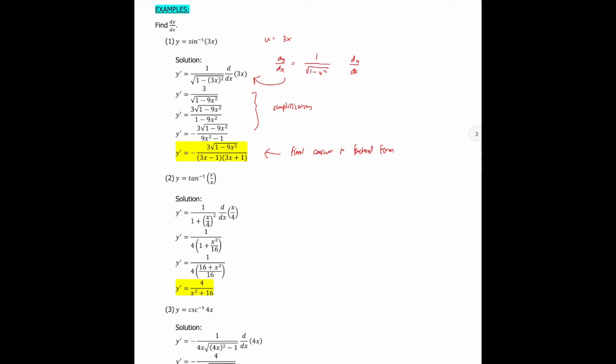Second example, we have arctangent. So atong u this time is equal to x over 4. So kung i-derive nato siya, mahimo na siyang ang d over dx niya is kanang quotient rule.